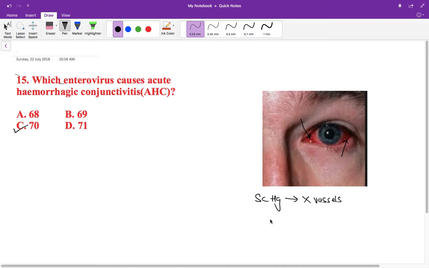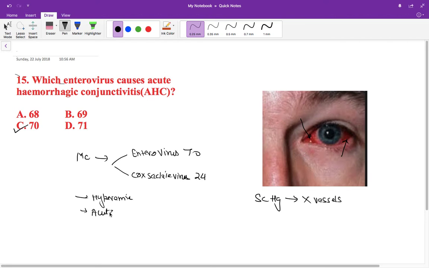So some important points that you should remember regarding acute hemorrhagic conjunctivitis: the most common organisms that cause it are enterovirus 70 and Coxsackie 24. So these two you definitely have to remember. The features, as I told you earlier, are hyperemia, and very important, acute onset.